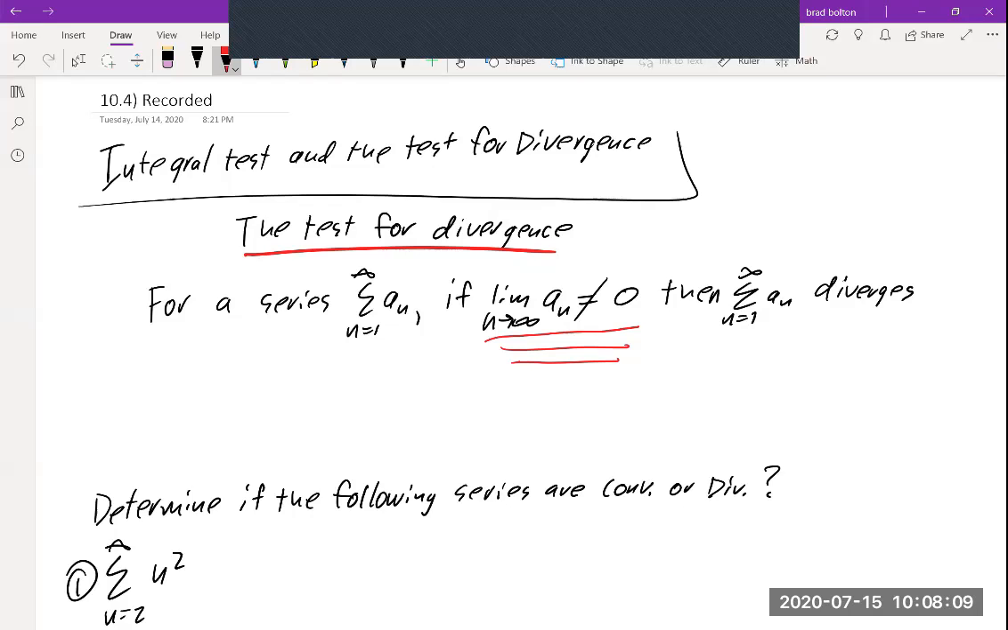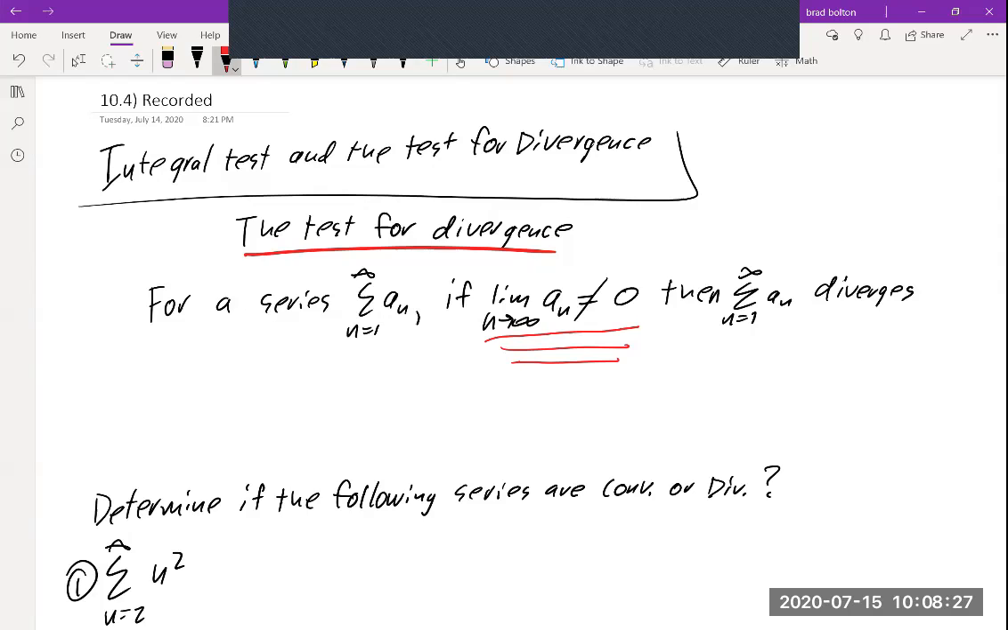Not the sequence, the series, because obviously the sequence can converge to like 7, and that's totally fine for a sequence. But for a series based on that sequence, if the sequence does not converge to 0 as you approach infinity, then the series that is generated from it is divergent.